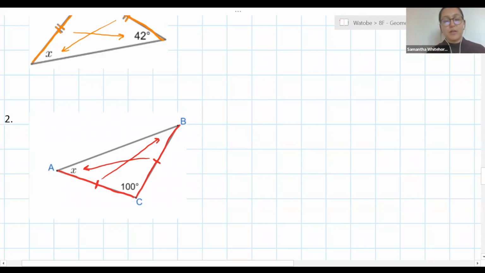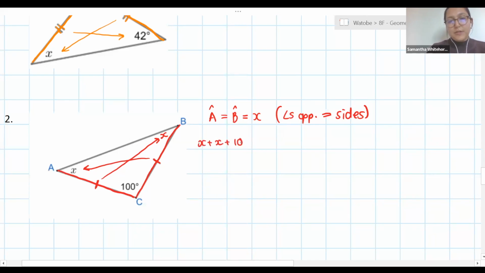So here we just have to be a little bit careful. So what we know is that angle A is equal to angle B, and we can say that both of them are equal to X because they're angles opposite equal sides in the triangle, so they're both X. So this would be angles opposite equal sides. So because of that, we know that both of those angles A and B are X. Then what we know is if I take X plus 100, I should get 180 degrees because of sum of angles in a triangle.